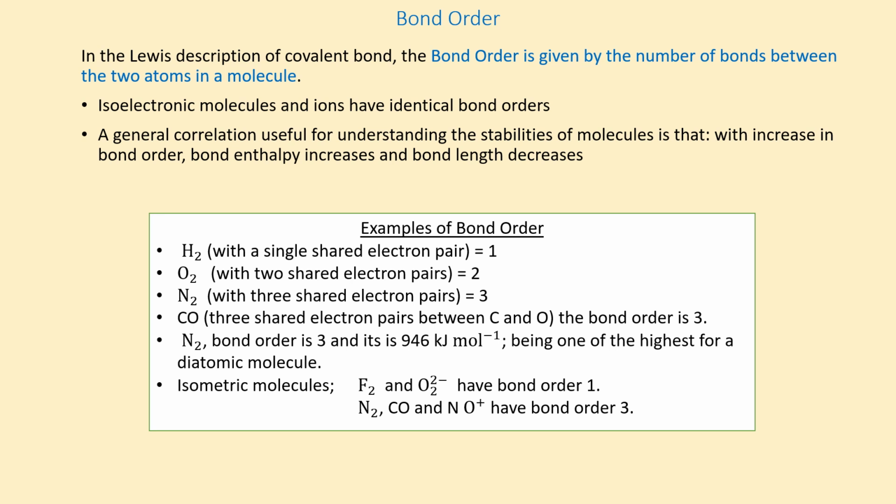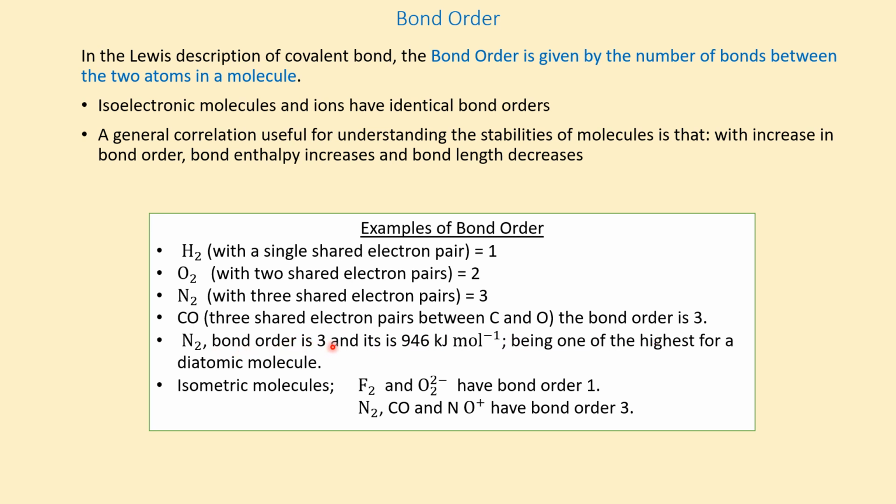H2 with a single electron pair, the bond order is 1. In case of O2 with two shared electron pairs, the bond order is 2. For N2 with three shared electron pairs, the bond order is 3. For CO, three shared electron pairs between C and O, the bond order is 3.